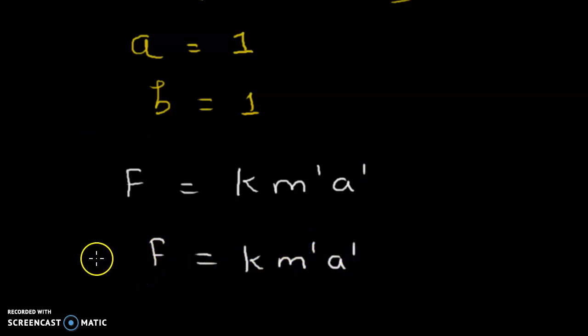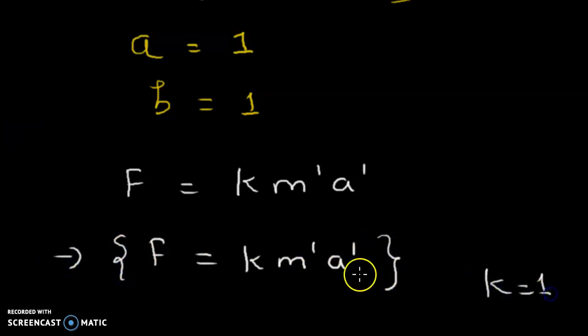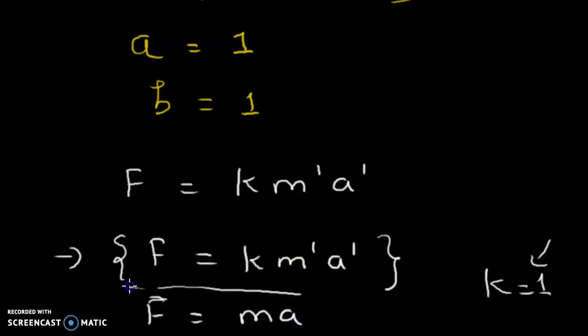And from experimental analysis, from experiments, I came to know that the value of K is equal to 1. We cannot find it by this method, it is found by experiment. So force comes as mass into acceleration. So this is the formula of force, and how did it come? We took the help of the dimensional formula. So this is one popular question.